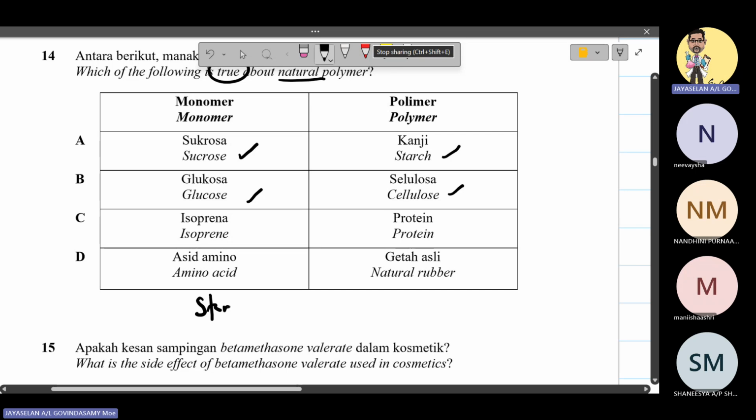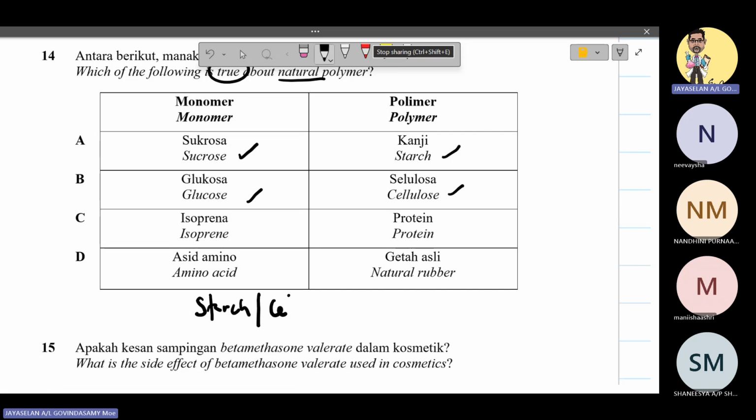Starch is a polymer. Starch, or they put cellulose, or what else? For all this, the small unit, the monomer, is what? Please remember the monomer is glucose. Sucrose cannot be, so this one is wrong. It should be glucose. So answer B. Any question? No question.